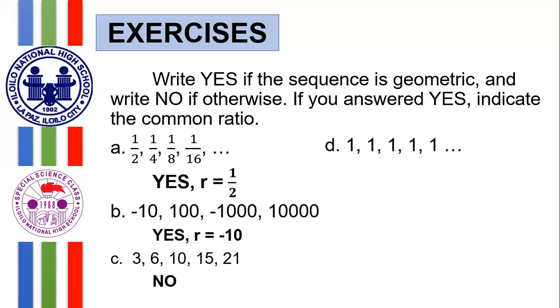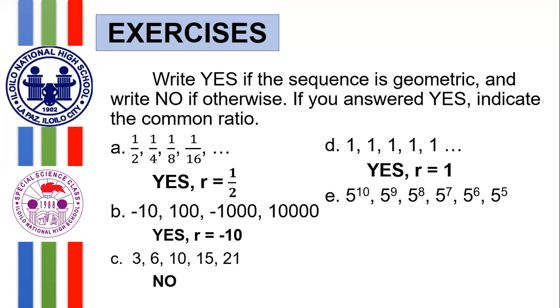How about if we have a sequence composed entirely of ones as terms? Is this a geometric sequence? And the answer is yes. And the common ratio here is 1. That's why remember this: if all the terms are non-zero, and they are all equal, then the common ratio is 1.